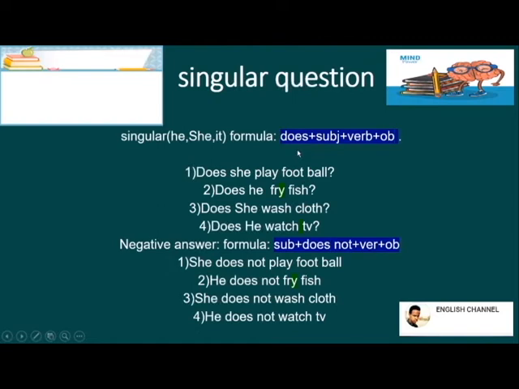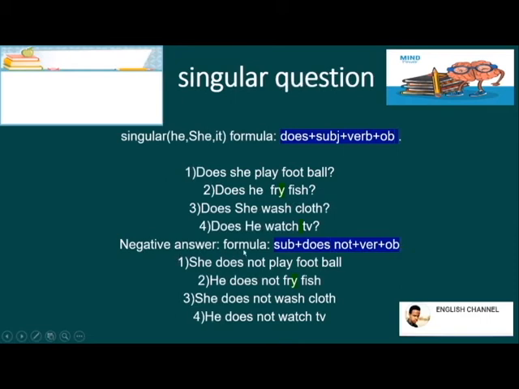So when you're asking someone a question, the difference between the plural and singular formula is "does" and "do", but there is no other difference. You see, "does" and "do". So, does he play football? Does he fry fish? So it was "fries" before. You remove the "es" and "s", all these you will remove, and you add "does" before. Does he watch TV?